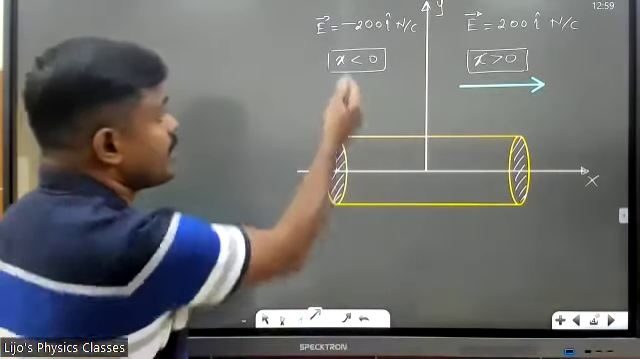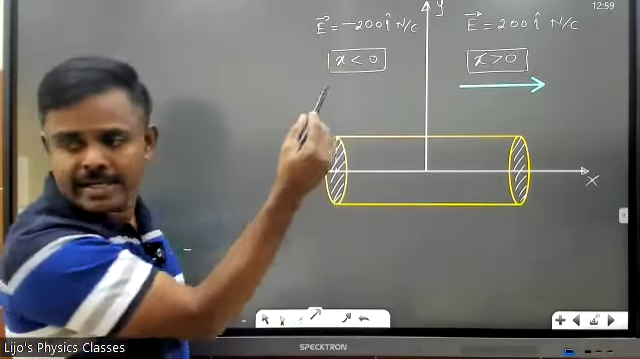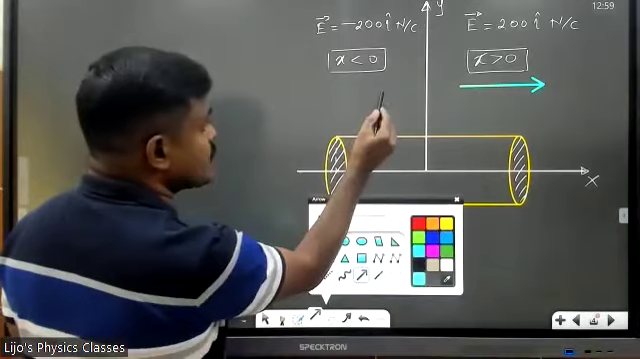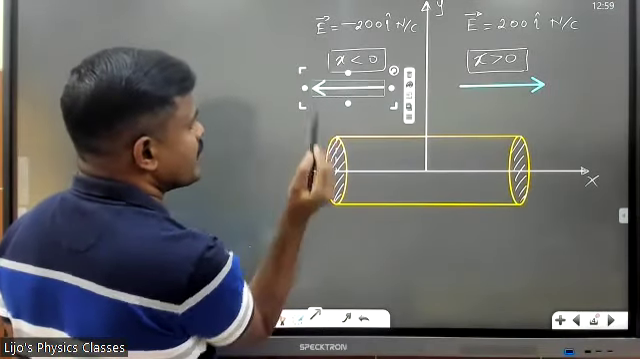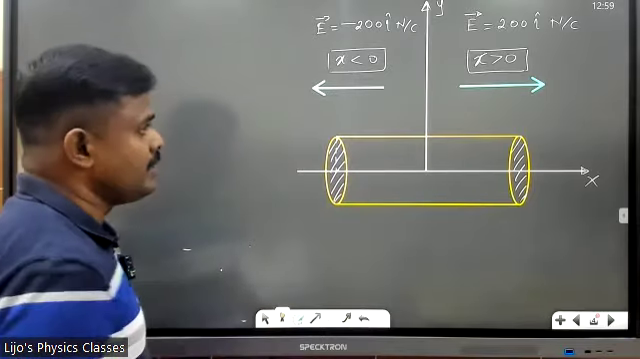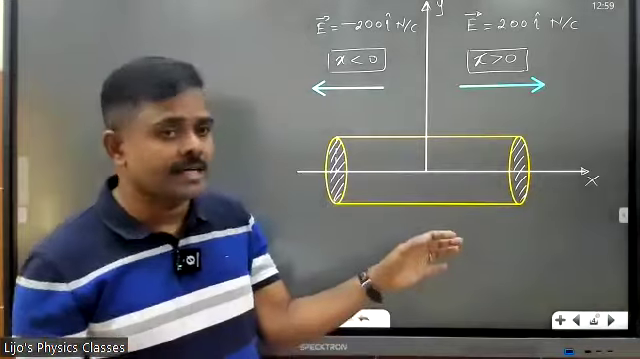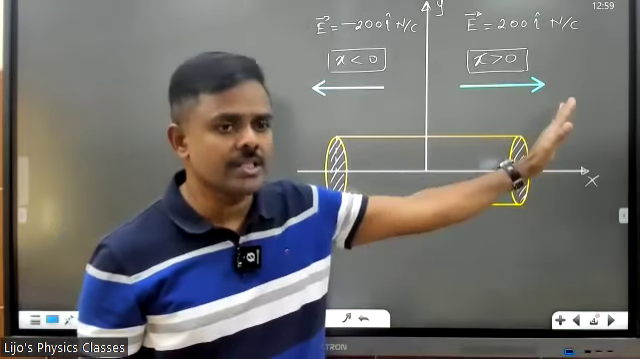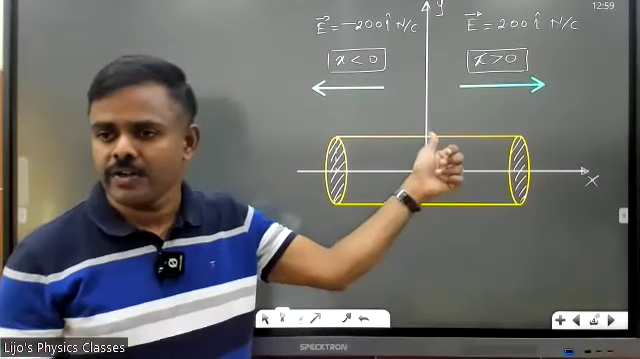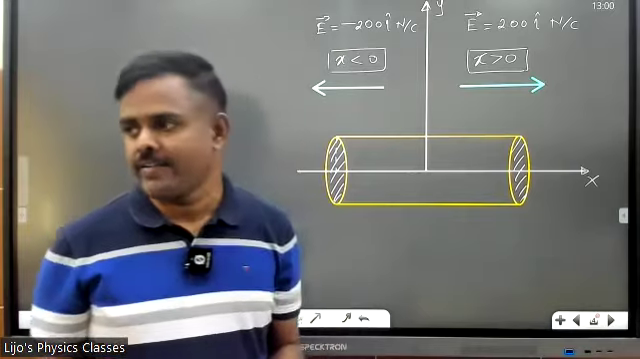How about the left side? Here it is negative i cap. I said the negative goes with this i cap, right? So the direction of electric field here is to the left. Am I correct? So unlike in the previous question, where the electric field everywhere was to the right, this question has, to the right of origin, electric field rightward, and to the left of origin, electric field leftward. Am I correct?